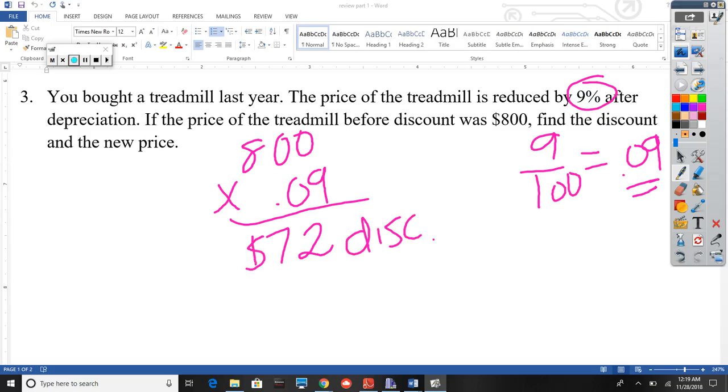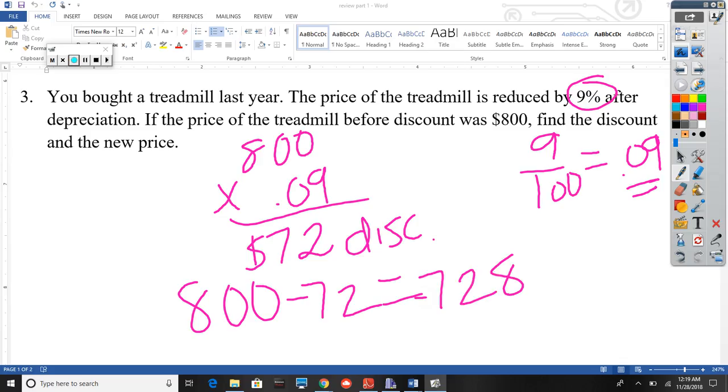So if I'm getting a discount of $72, now I can take 800 and subtract 72. And that gives me, I believe, 728. And that's your, it's a dollar sign, okay? Use your imagination. So that's your new price.